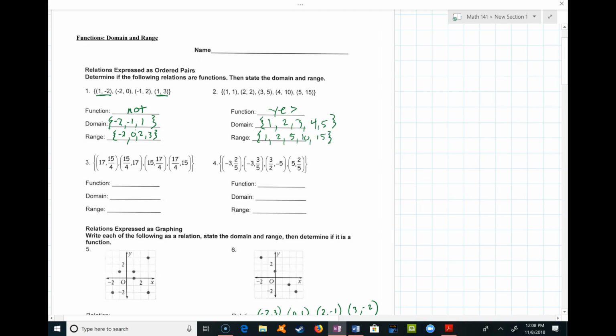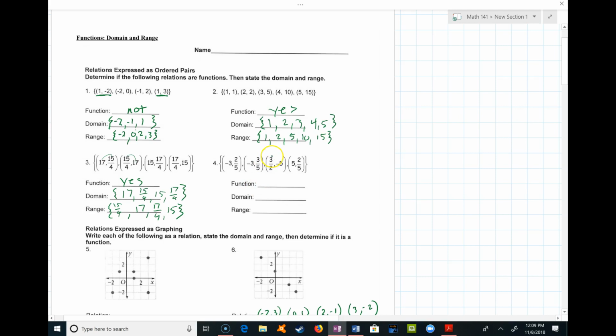Okay. Same idea on here. The function, I have a 17 and 17 is connected there, and it's not connected anywhere else. And 15 is connected there and nowhere else, etc. So it looks like it is a function. And my domain is going to be 17, 15 fourths, 15, and 17 fourths. And my range will be 15 fourths, 17, 17 fourths, and 15.